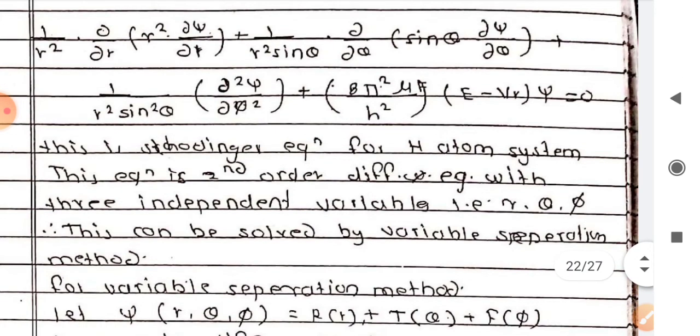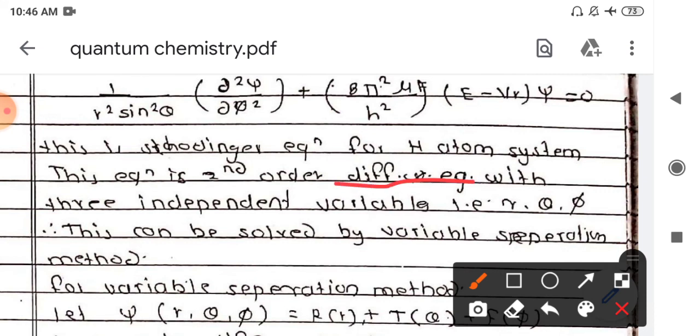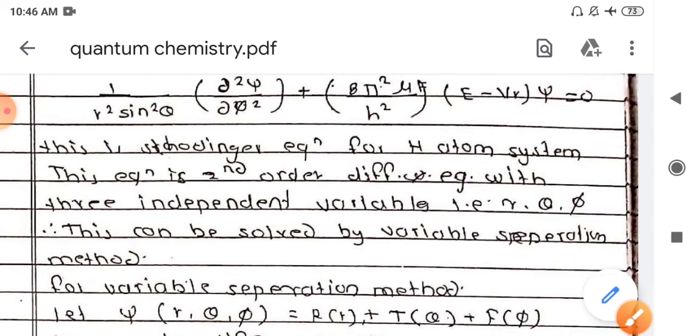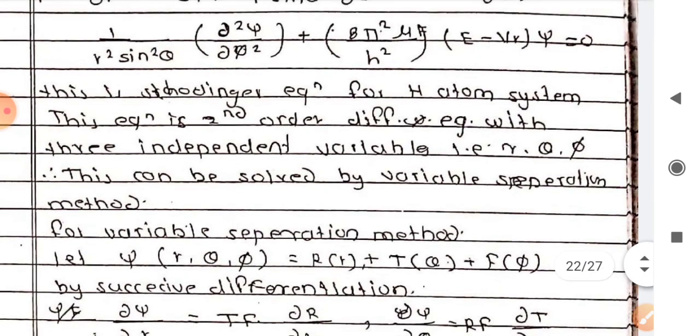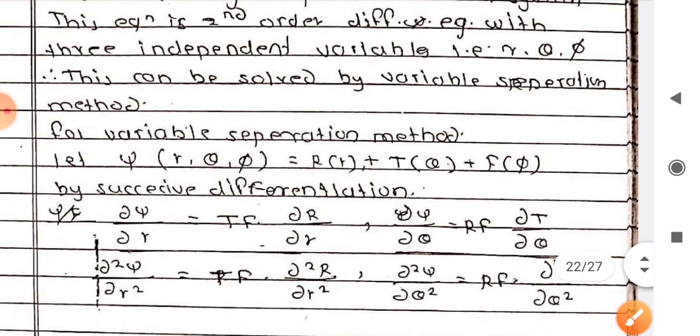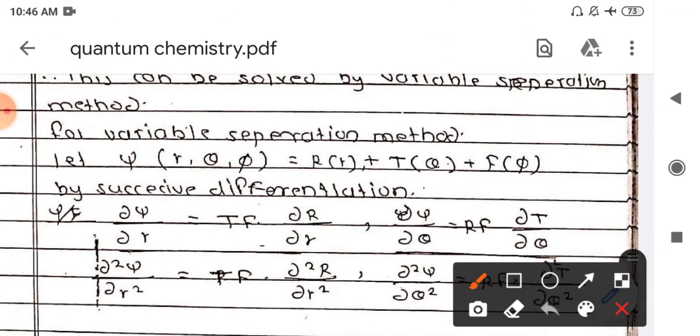So this equation is what? A second order differential equation with three independent variables, that is r, theta and phi. In order to solve such an equation, what do we need to do? We have to use the variable separation method. So we will consider that the wave function is the combination of three separate equations having one variable each, that is, psi is the combination of the r equation.